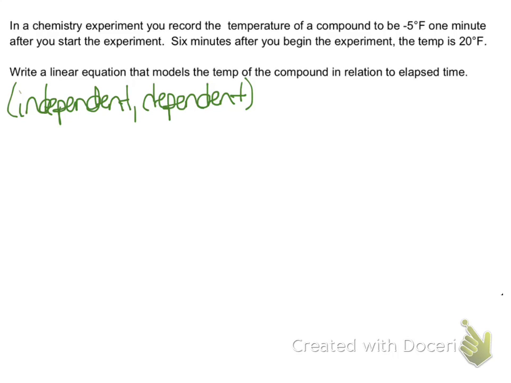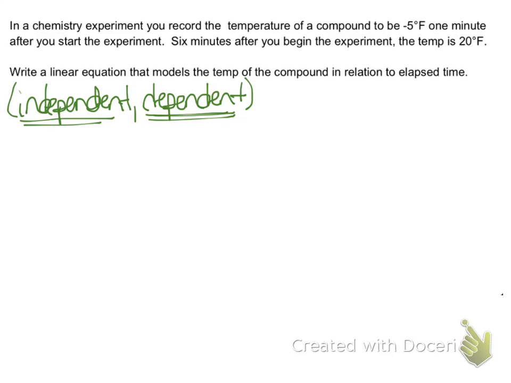Now with this word problem, we need to be able to set up two sets of ordered pairs, but we need to know which quantity goes for the x-coordinate and which one is going to represent the y-coordinate. Well, let's remember that the x and y are the independent and the dependent variable. So we need to look at the problem and determine which quantity depends on the other quantity. So we're dealing with time and we're dealing with temperature. So does the temperature depend on the time, or does the time elapsed depend on the temperature?